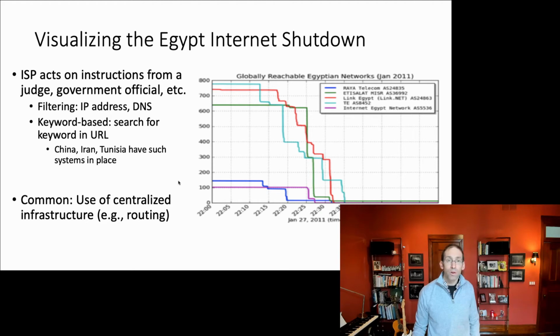This plot shows a timeline of 5 ISPs in Egypt and the number of internet routes that they advertised over time, and how quickly from a point in time at about 10 o'clock p.m. UTC, so about 10:30, Egypt went from completely on the internet to completely dark.